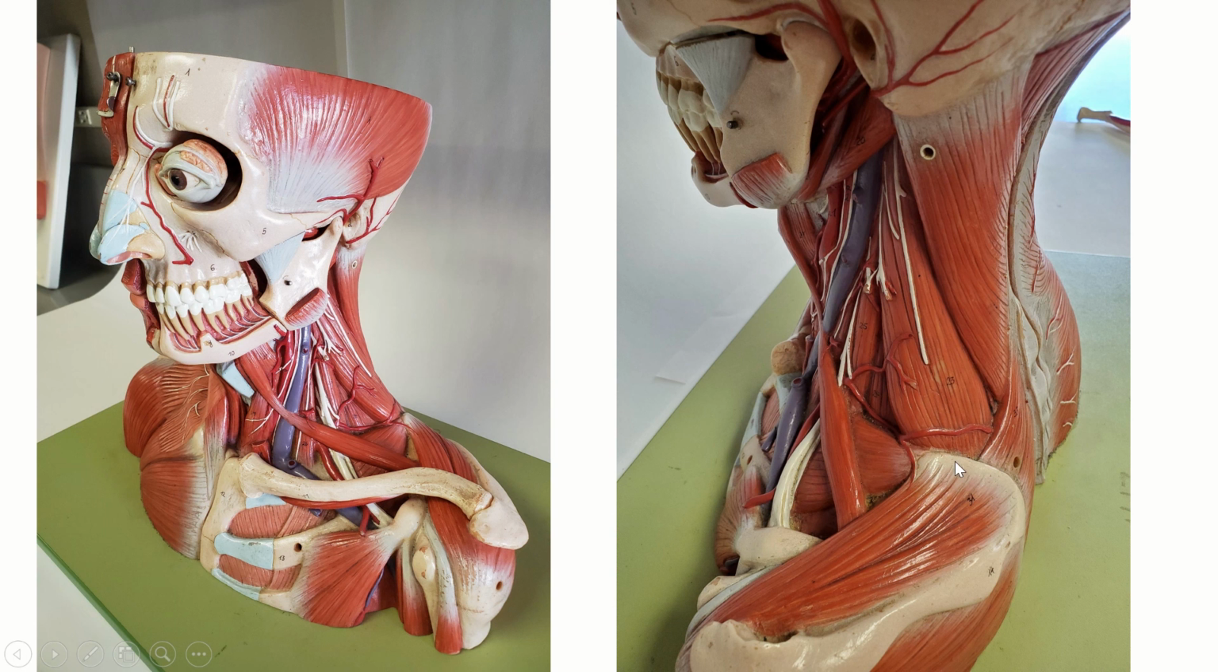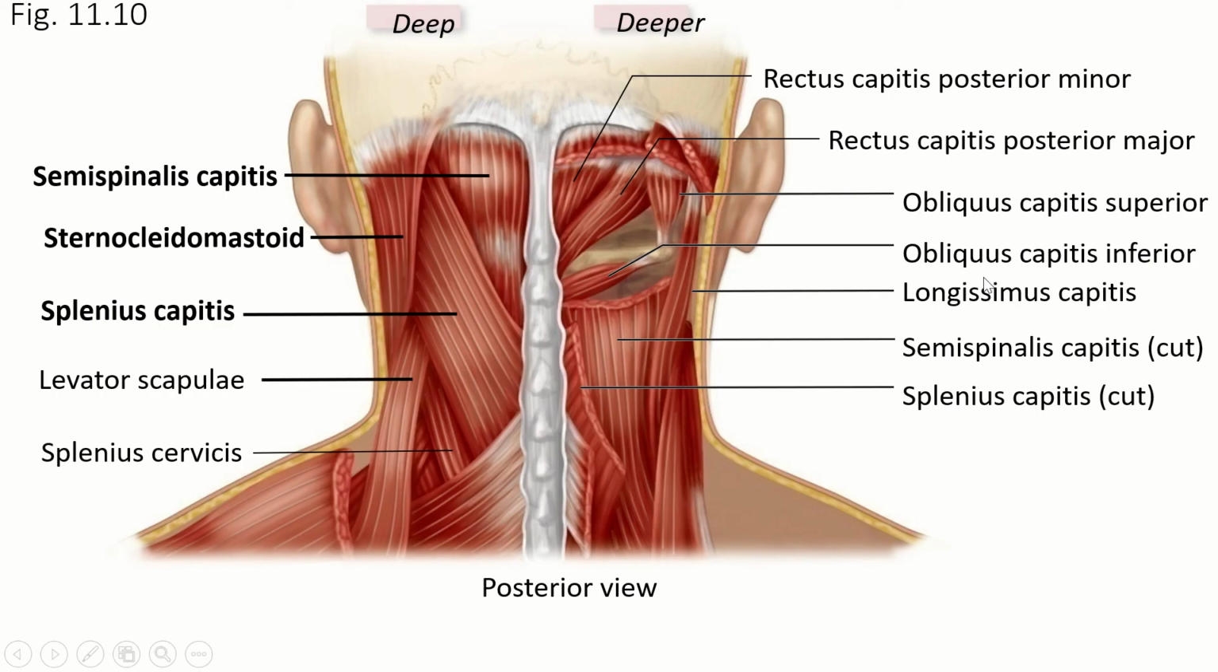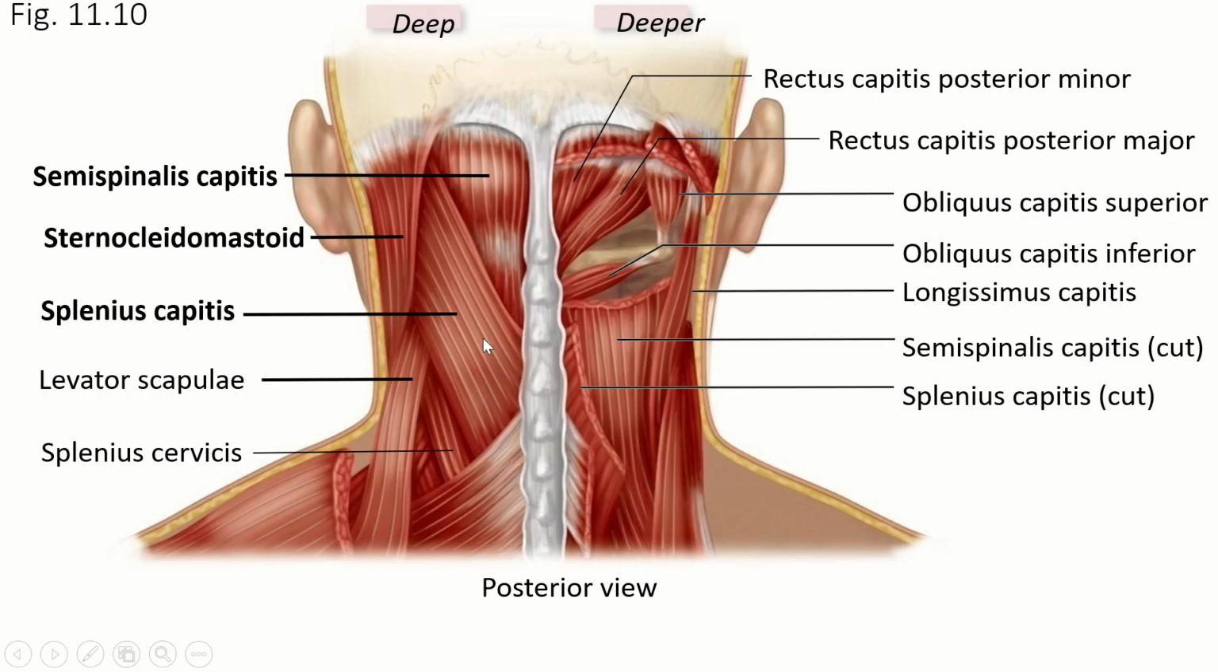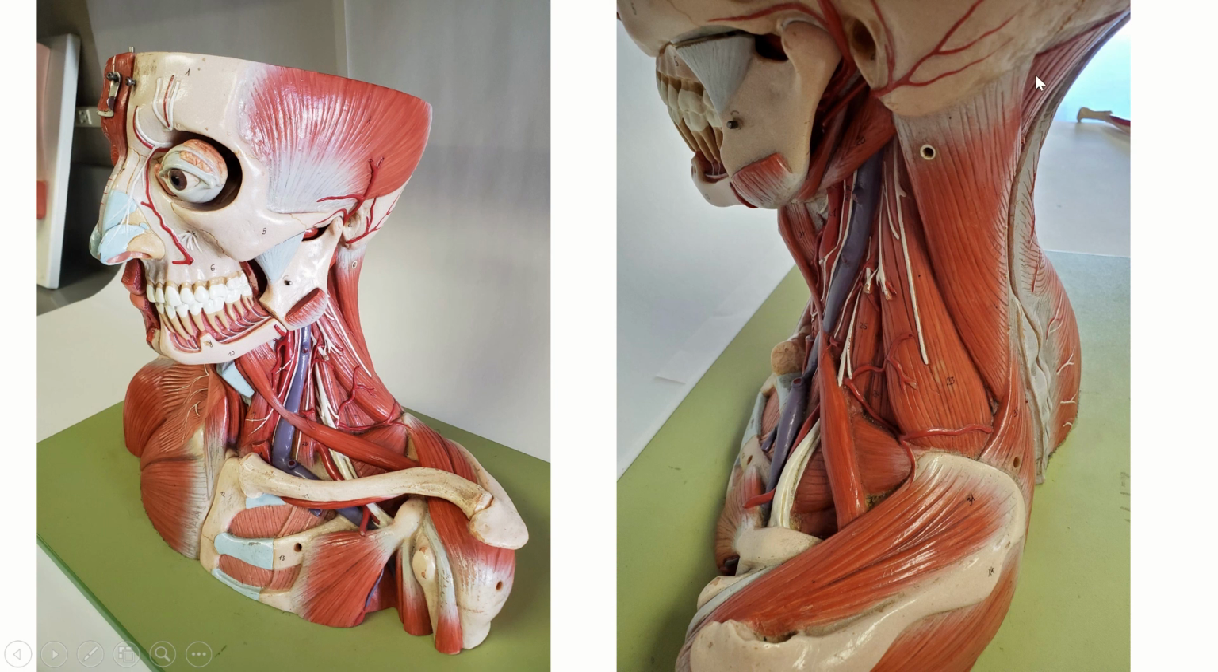But here is one we haven't learned yet. That's the Levator scapulae. It's going to raise especially this medial border of the scapula. This is the Splenius Capitis. You can see it does a slightly oblique angle, and then running straight down and deep to it is the Semispinalis Capitis. And then the trapezius would sit superficial to all of that.